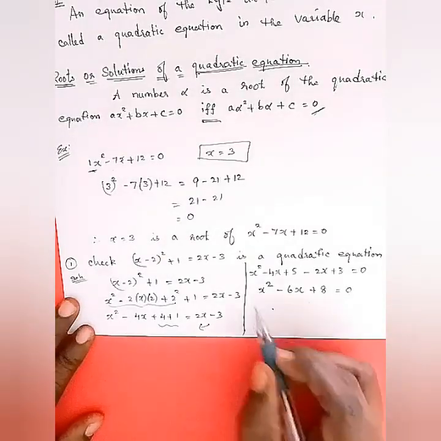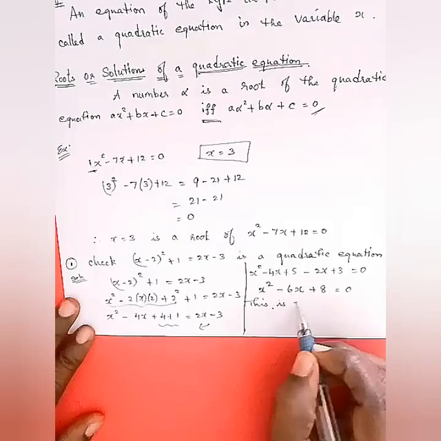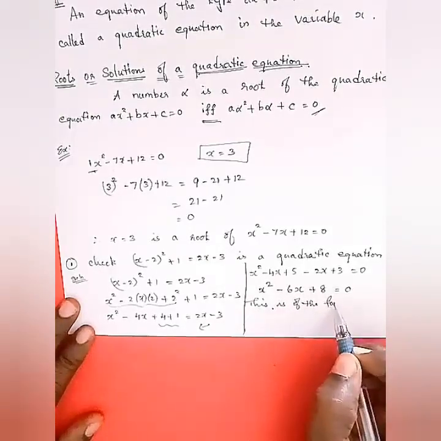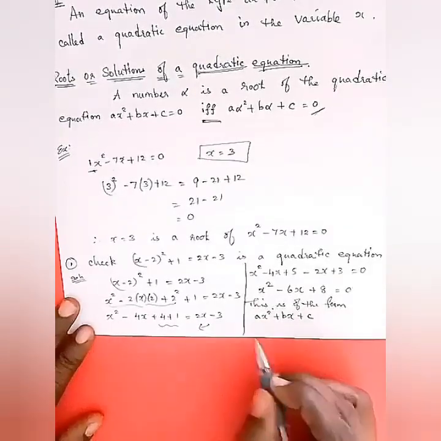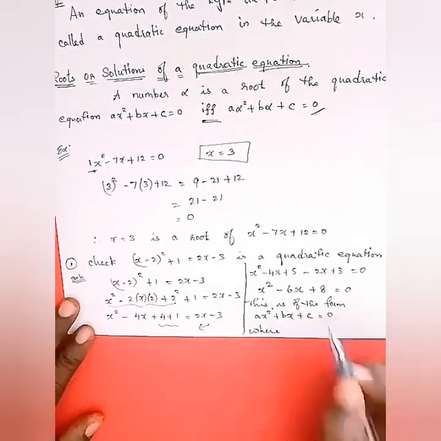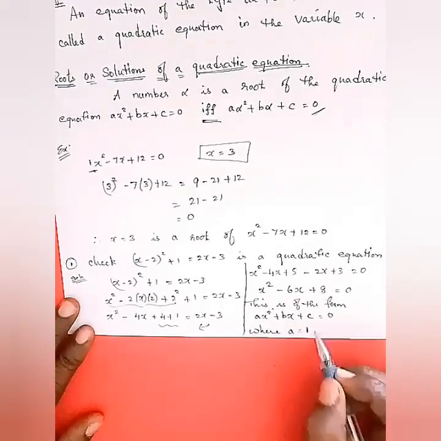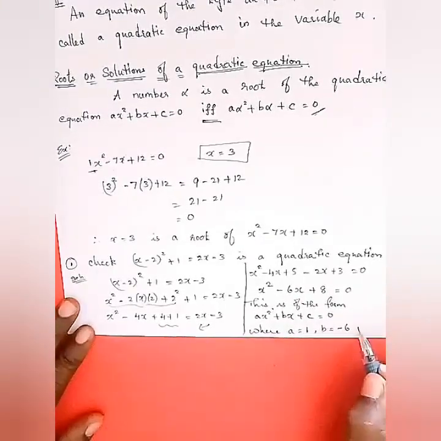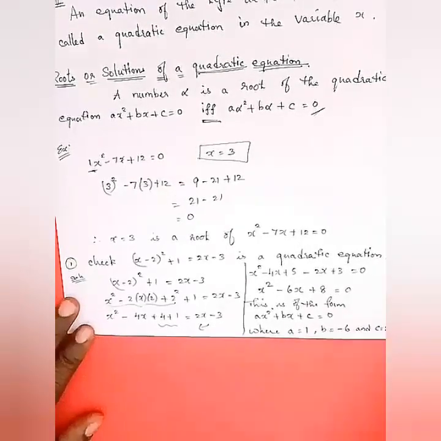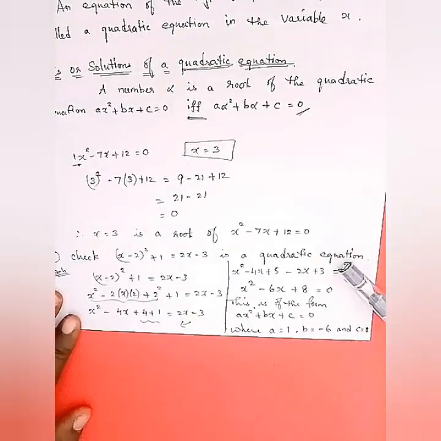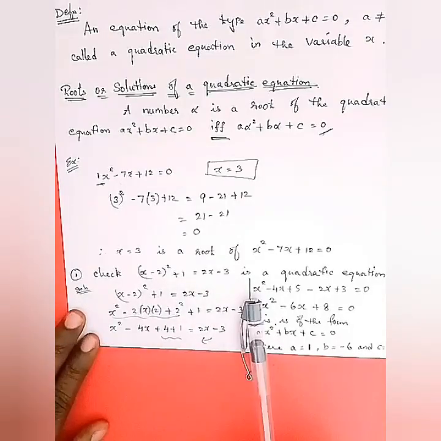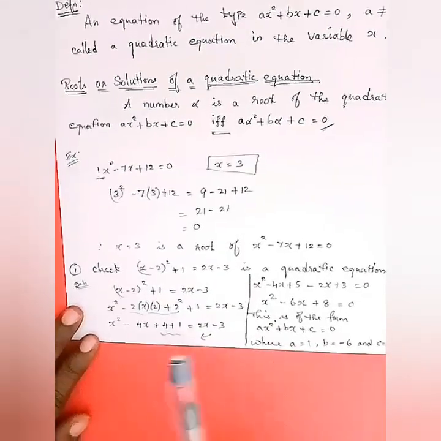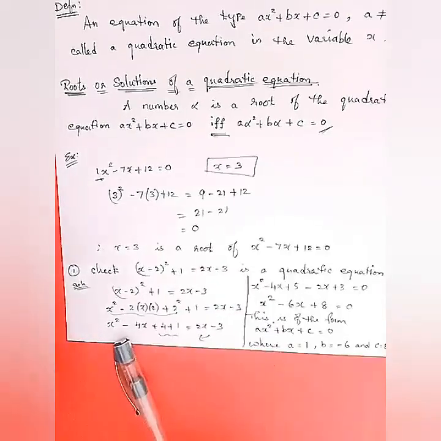So now you can see this is of the form ax square plus bx plus c equal to 0, where a is equal to 1 here, b is equal to minus 6 and c is equal to 8. Therefore, we got the answer in the form of ax square plus bx plus c equal to 0. So definitely we can say this equation is a quadratic equation. So yes, it is true, this equation is a quadratic equation.